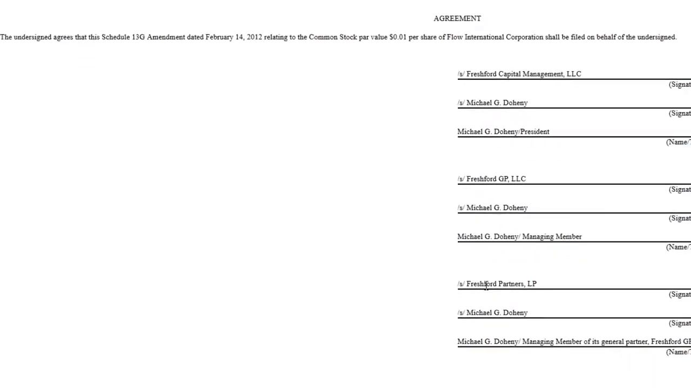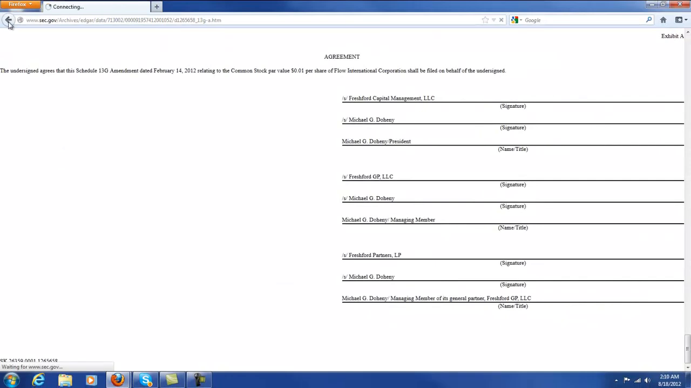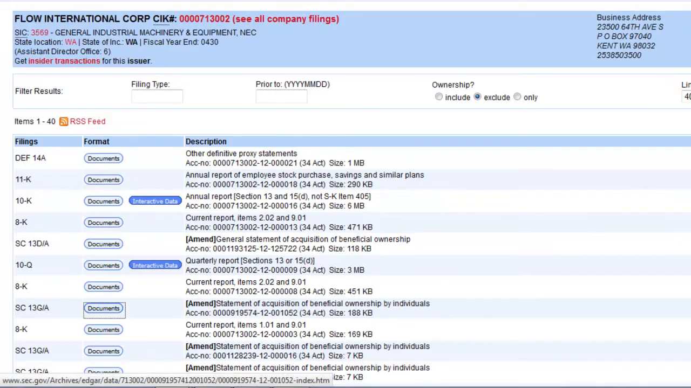It's much shorter than the previous form. Another form that I would like to discuss that I previously said I would talk about is Schedule 13F. Schedule 13F is also known as the Information Required of Institutional Investment Managers form.